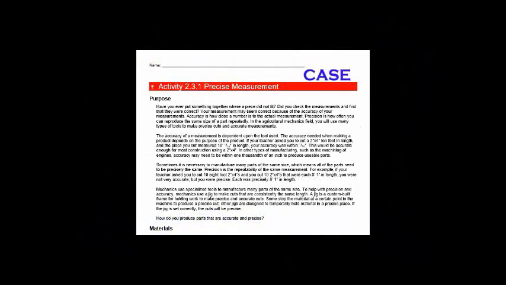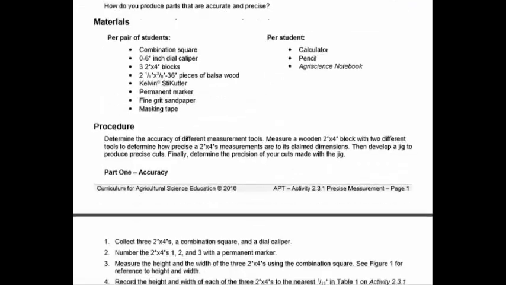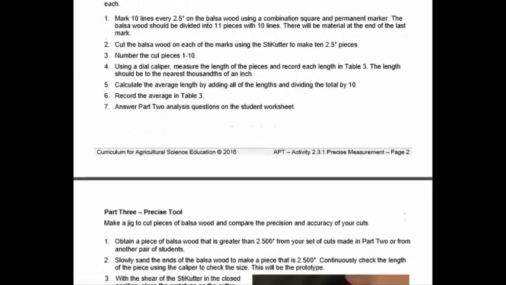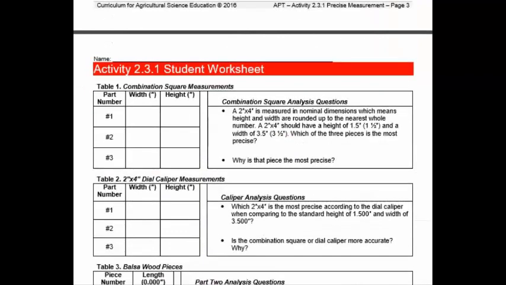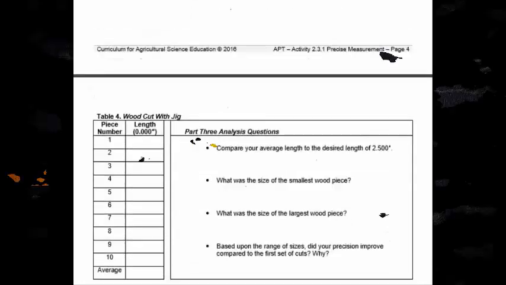Through Activity 2.3.1 Precise Measurement, you will compare precise and accurate measurements using a combination square and a caliper in order to understand how precise and accurate measurements are important for fabrication of materials. Your teacher will provide more instruction and materials for this activity.